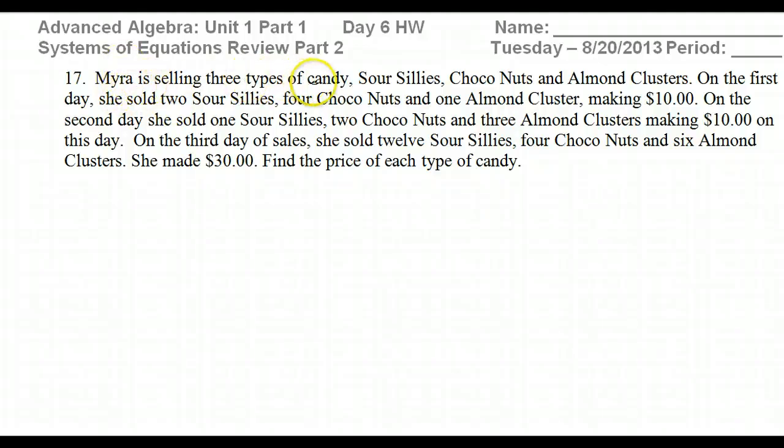Myra is selling 3 types of candy: sour sillies, choco nuts, and almond clusters. On the first day, she sold 2 sour sillies, 4 choco nuts, and 1 almond cluster, making $10. On the second day, she sold 1 sour sillies, 2 choco nuts, and 3 almond clusters, making, again, $10. On the third day, she sold 12 sour sillies, 4 choco nuts, and 6 almond clusters. She made $30. Find the price of each type of candy.